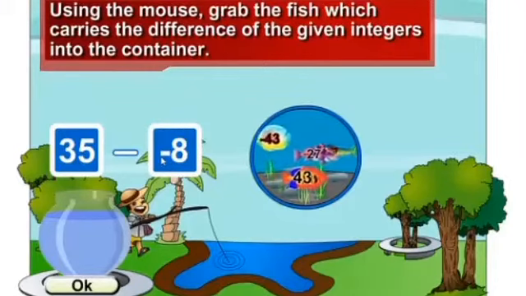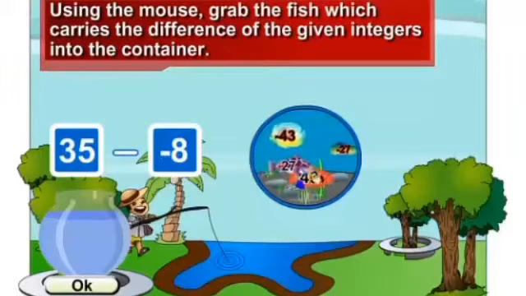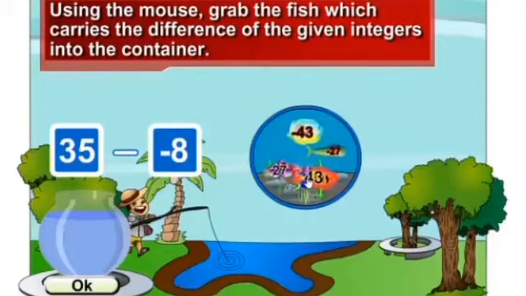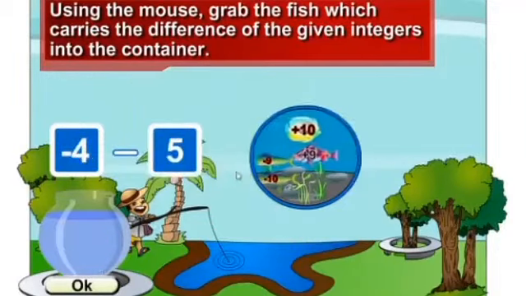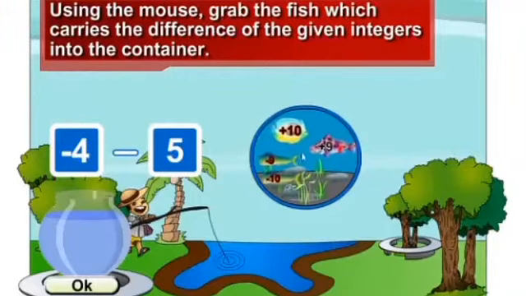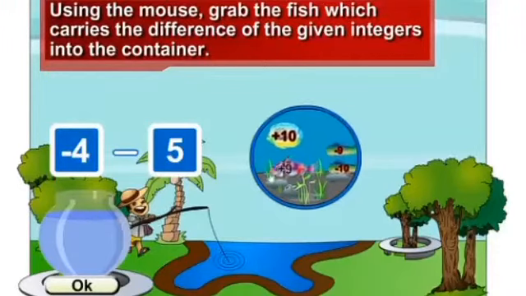35 minus negative 8. Remember the procedure, you have to change the subtrahend. It becomes positive 8. So, 35 plus positive 8 equals, is it positive 43 or negative 43? Positive 43. Good job. Negative 4 minus positive 5. Change the 5 to negative 5. So, negative minus negative equals positive 9. Is it correct?